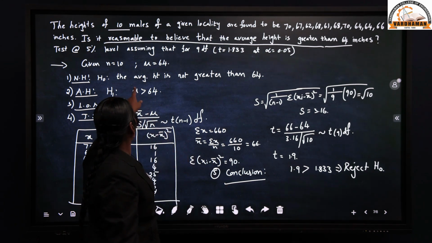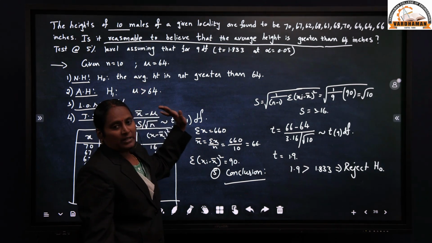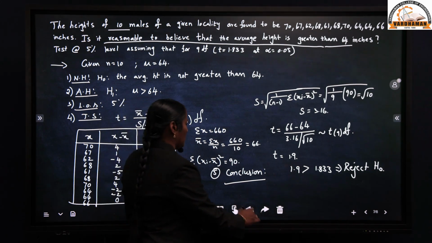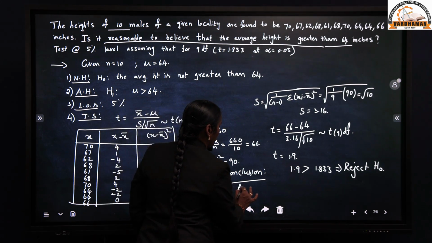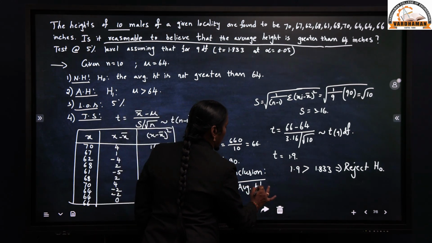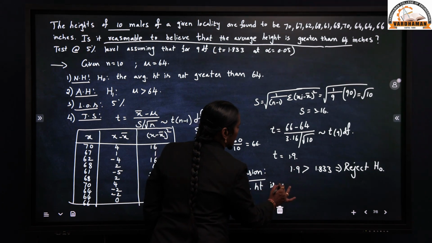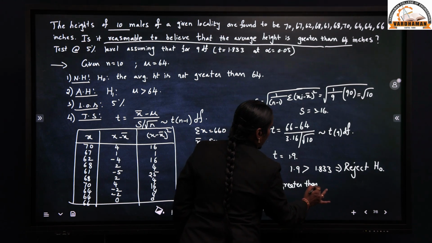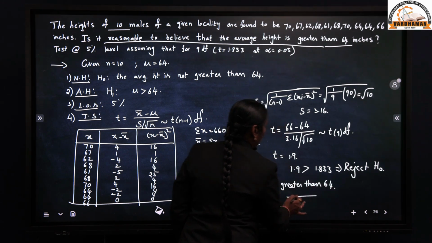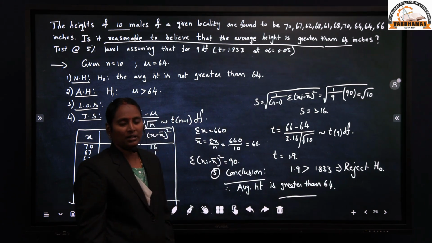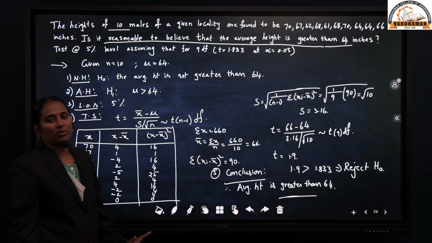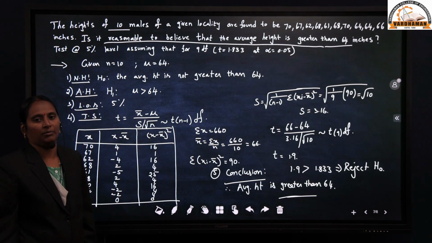So what is our H0? Average height is not greater than 64. This is what we are taking as our null hypothesis. So we conclude that rejecting H0 means average height is greater than 64, and it means that there is a significant difference in the given data. In this way we find the conclusion of the t-test for single mean.